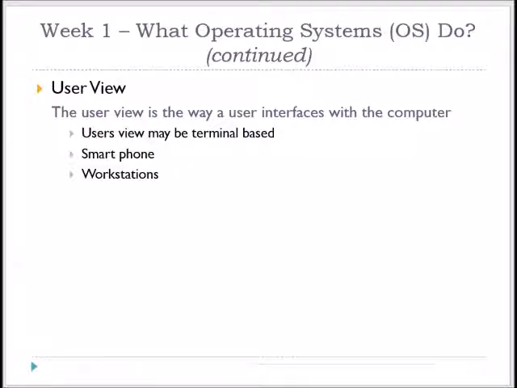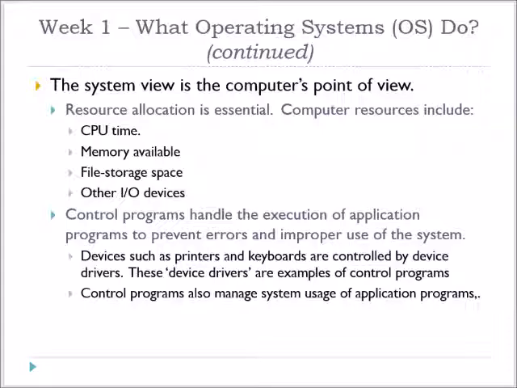So we'll continue on. There's the user view, and this is the way the user sees the computer. It could be a smartphone, it could be a workstation, it might be an old banking terminal. So it could be all kinds of different views, and the operating system maintains and manages those views. Next we'll discuss the system view. This is how the computer sees the computer system.